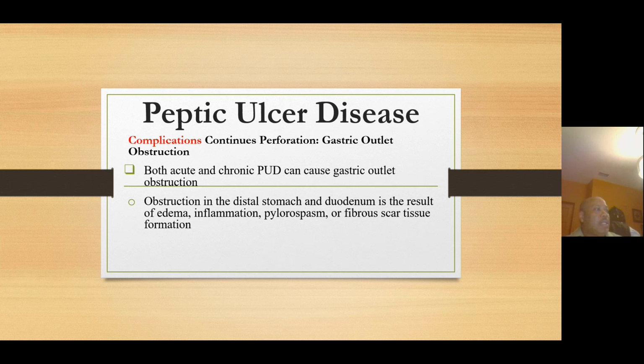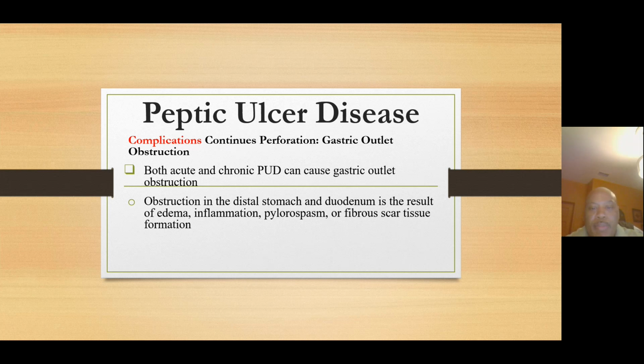As far as gastric outlet obstruction, both acute and chronic peptic ulcer disease can lead to a gastric outlet obstruction. Obstruction in the stomach and also duodenum is the result of what? Edema. There's inflammation, pylorospasms. In other words, the pyloric sphincter, that area, begins to just spasm because of all this inflammation and irritation. There's also fibrous scar tissue formation, and all of these can cause an obstruction to the outflow of food into the duodenum once it's broken down.